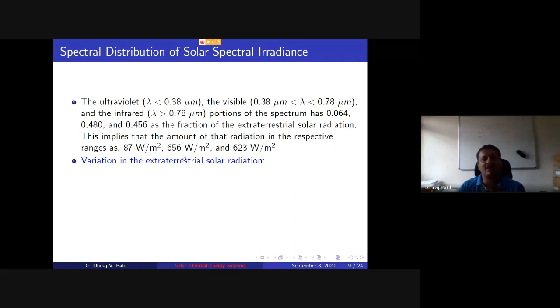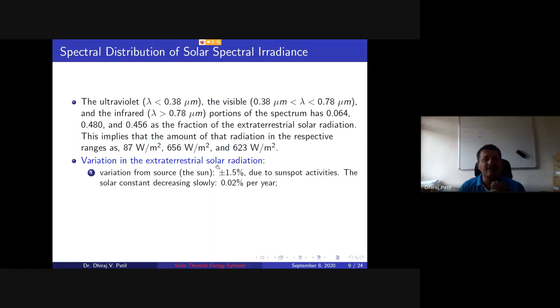This energy is the average energy, averaged over the year, because these extraterrestrial radiations vary. They vary because of what is happening at the source, that is the sun. This variation could be because of sun flares or sunspots. A sunspot is basically where you don't have any convective cells on the sun's surface. We also know that the solar constant is decreasing slowly, as I had mentioned, at a rate of 0.02% per year.